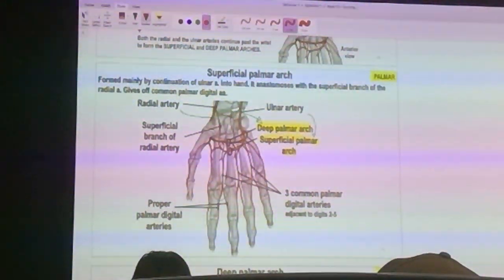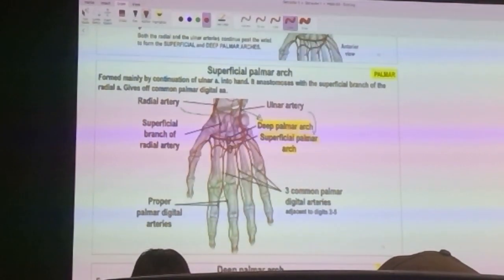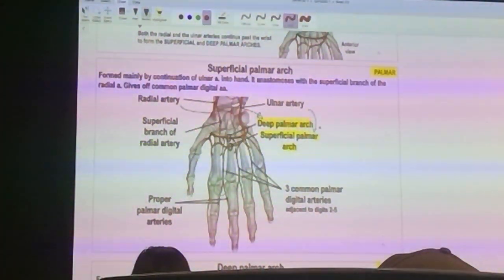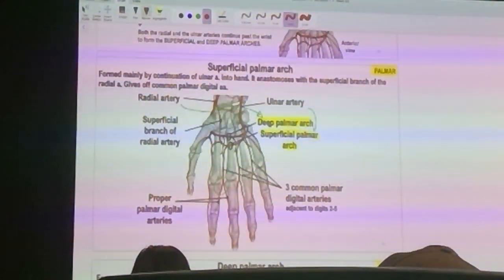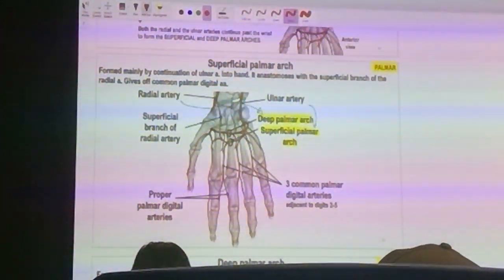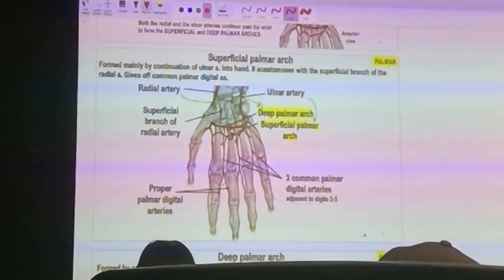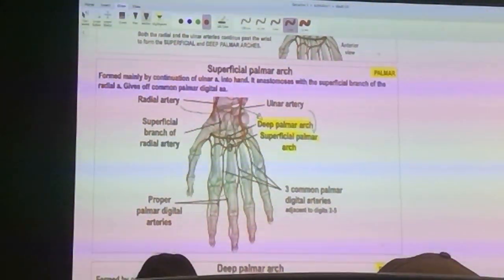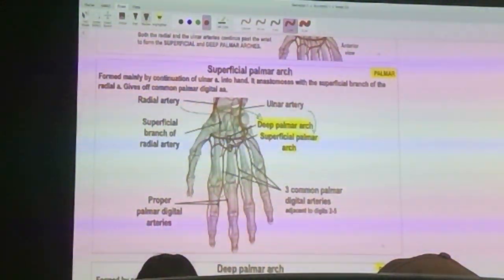Just know that the deep palmar arch and the superficial arch connect with each other, and that the radial artery gives off the deep, and the ulnar artery gives off the superficial. Yeah, deep and superficial arches anastomose with each other. Radial gives off the deep, and ulnar gives off the superficial.